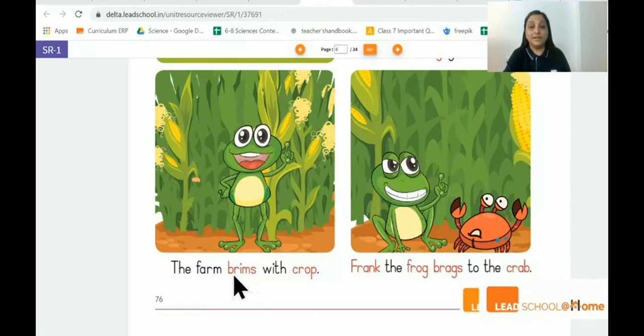Now read this word. What is this word? What is this blend? Yes, br. And this is i, n, s. Br, i, n, s. Brins. Now read this word. Cr, o, p. Crop. Now let's read the sentence.